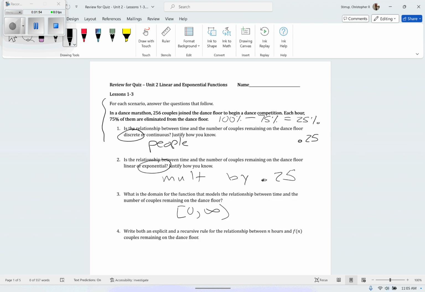Write both the explicit and recursive. So the recursive is going to be like next times 0.25 or something like that. And then our explicit is going to be f of n is equal to, we have our 256 out there, times 0.25 raised to the n. And that would make that equation work very nicely.